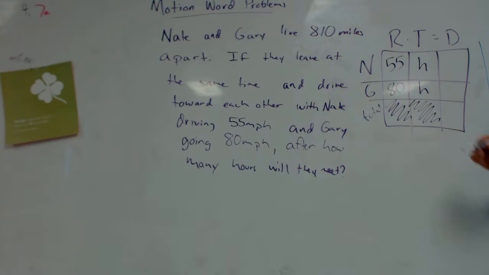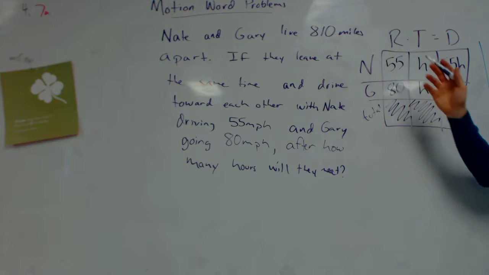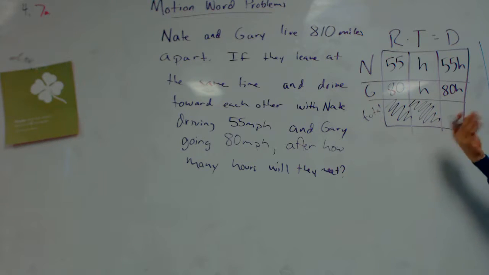Okay. Now I've got rate and time, so I know distance now, right? So the distance for Nate is 55H. Distance for Gary is 80H. Wait, is this supposed to equal 180? Yeah, not 180, but 810. The total distance that we have to travel is 810 miles together.